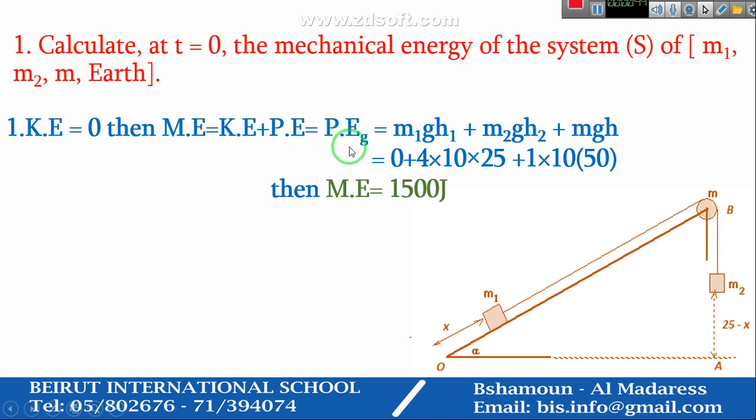So the gravitational potential energy for each particle is M1 g h1, M2 g h2, plus M g h. M1 was at O, which means at the reference, no height, so the potential energy is 0, plus M2 is 4 times 10 times 25, since M2 was 25 meters above the reference, plus the potential energy for the pulley: mass of the pulley 1, gravity 10, and M was at a distance AB from the reference, so it's 50 meters. So the answer will be 1500 joules.